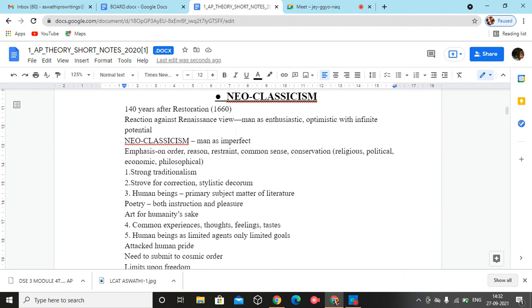You can see the elements of many artists, many dramatists coming to the forefront. But that is not the scene here. We are going to talk about restoration of 1660, which is after Elizabeth's time. It's from 1558 to 1603.